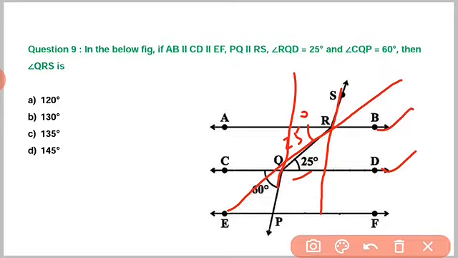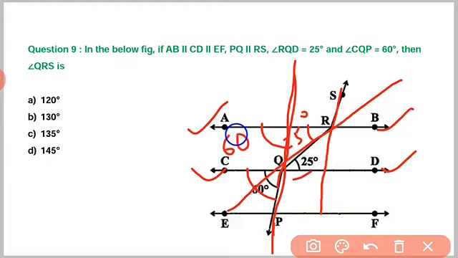Also, we see that CD is parallel to AB, and PQ is forming a transversal, so angle 60 degree and this angle will be equal. Why? Corresponding angles axiom. We can use the corresponding angle axiom over here, so this will be equal to 60 degree as they are corresponding angles.